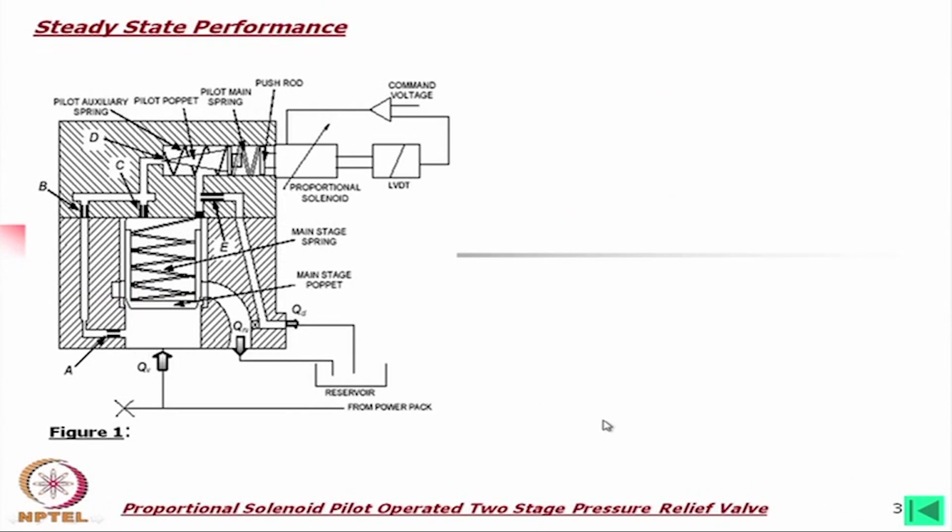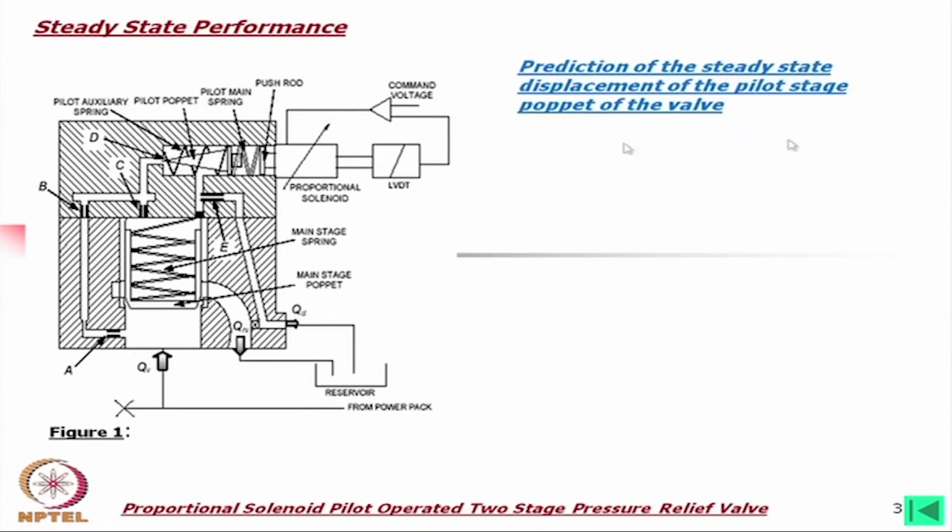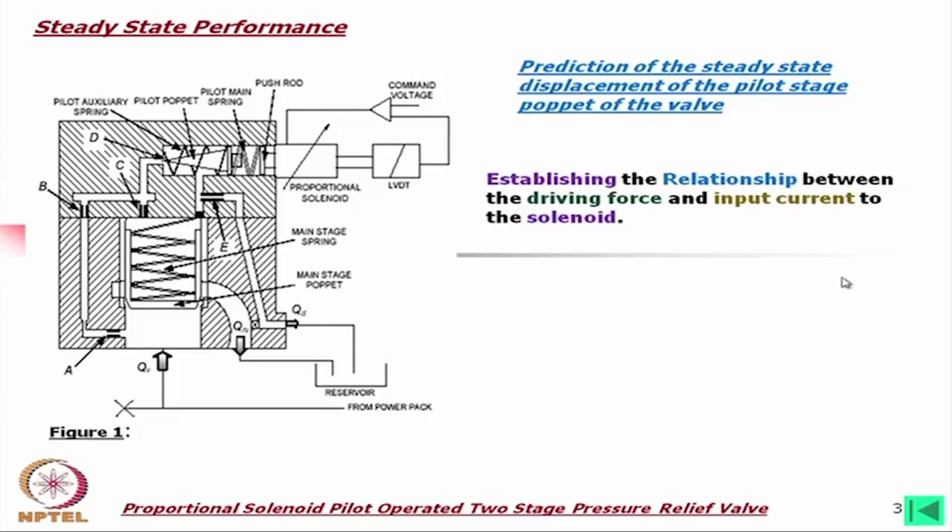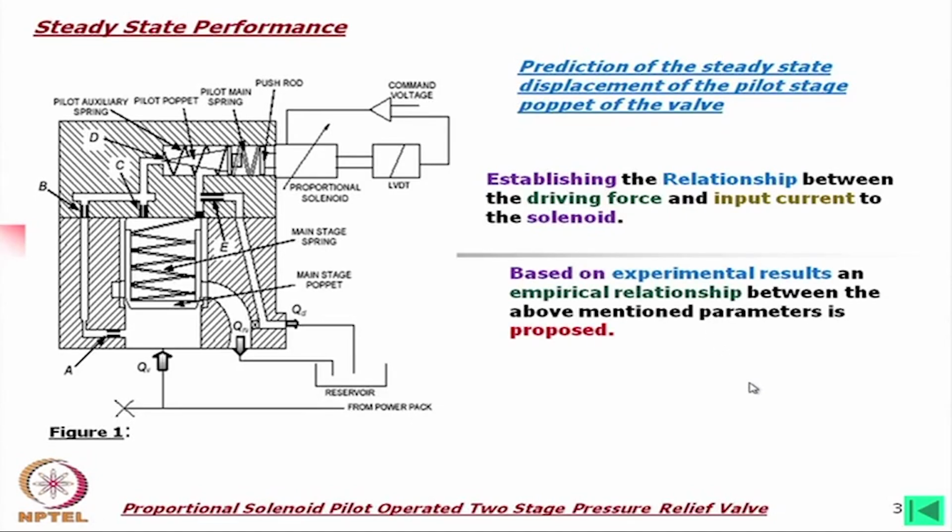Now, we will try to predict theoretically what will be the steady state displacement of the pilot stage poppet of this valve. Now, establishing the relationship between the driving force and the input current to the solenoid. In this case we have considered the current as the input to the solenoid. Based on experimental results, an empirical relation between the above mentioned parameters is proposed.